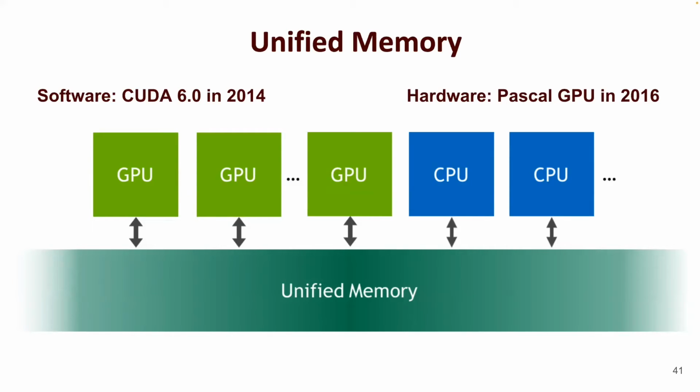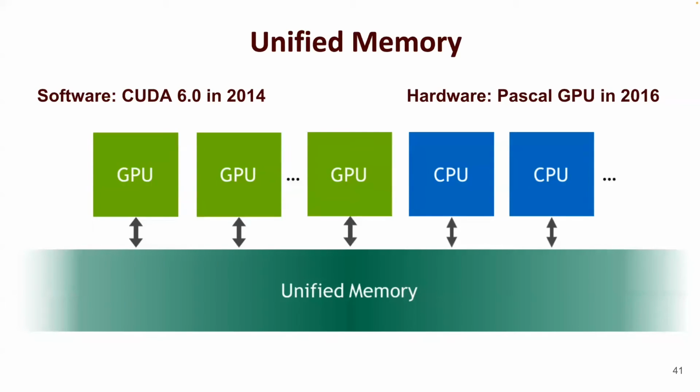So CUDA 6.0, now we already have CUDA 12.2. But back then in 2014, when CUDA 6.0 was released, unified memory was first supported, just on the software level. There was no hardware support. CUDA will use the software to check if some part of the memory was modified, and it will help you to manage the data transfer automatically for you. That's what CUDA 6.0 was doing.